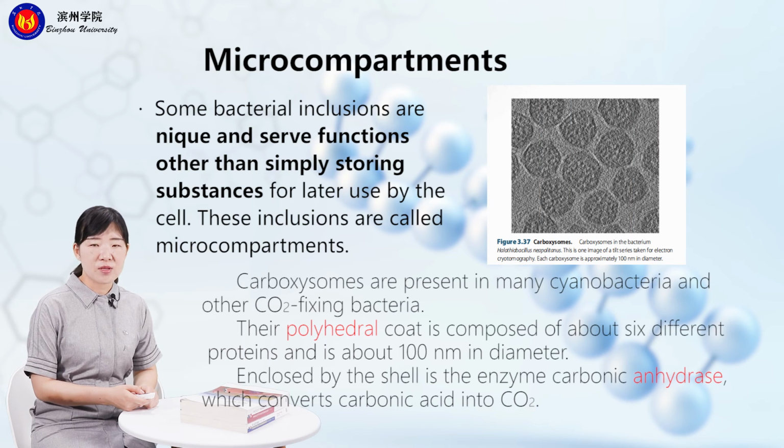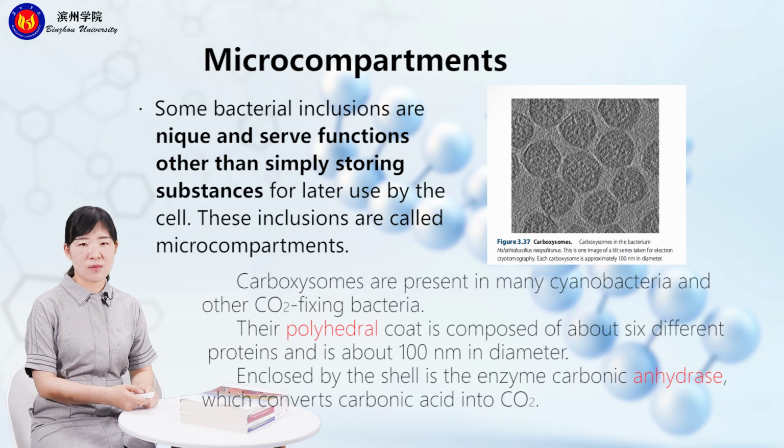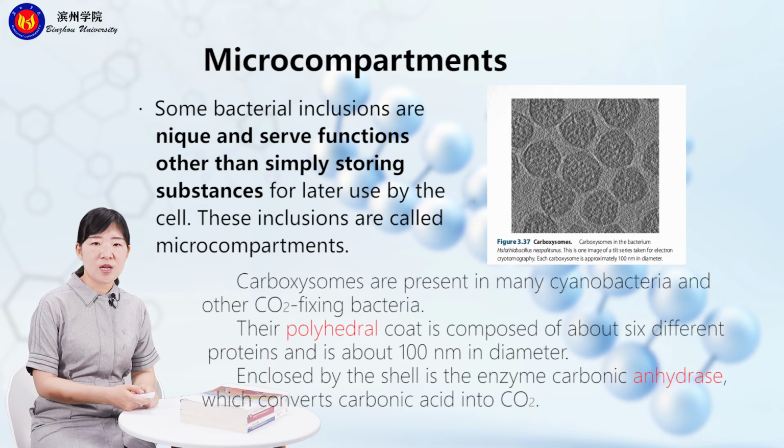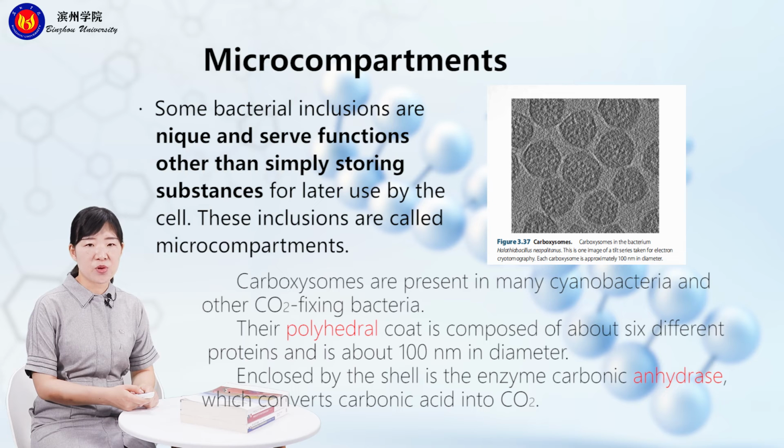Carboxysomes are present in many cyanobacteria and other carbon dioxide-fixing bacteria. You can see them in the picture. Their polyhedral coat is composed of about 6 different proteins and is about 100 nanometers in diameter. Enclosed by the shell is the enzyme carbonic anhydrase, which converts bicarbonate into carbon dioxide.